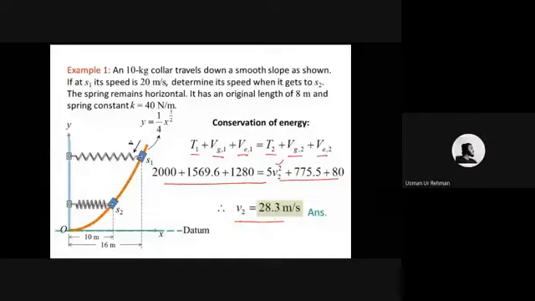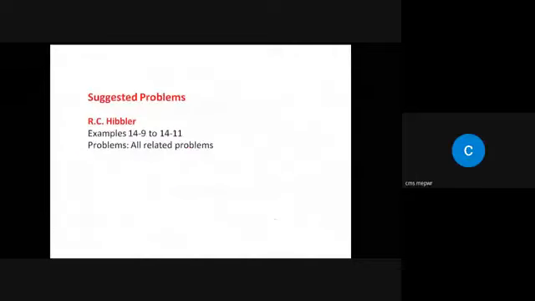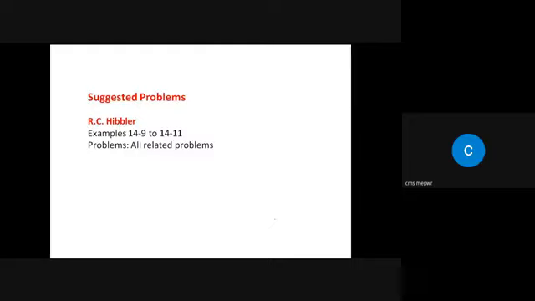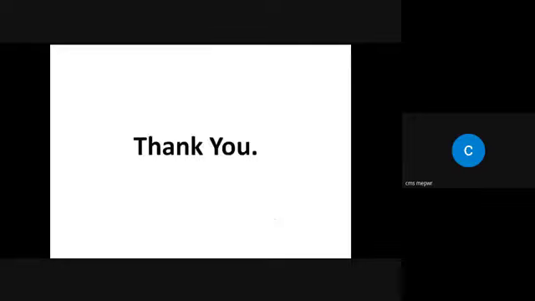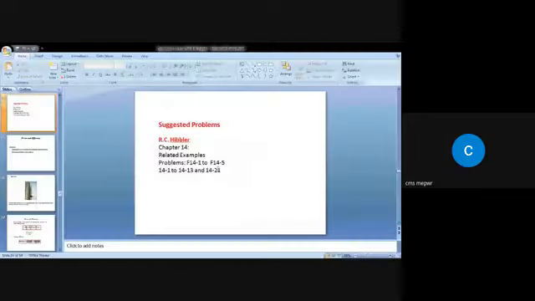Yes, sir. Okay, so you should do example 14.9 to 14.11 again from R.C. Hibbeler book, and all related problems with this topic. So you can go through it, and if you feel any problem or want to discuss anything, you can contact me. So this is basically the end of this lecture. If you have any question regarding this topic, you can ask me. If you don't have a question, then first we will put the recording off and then you can ask the remaining questions.